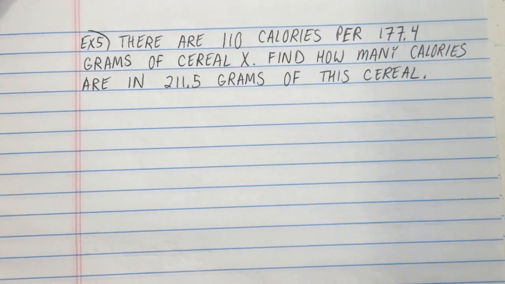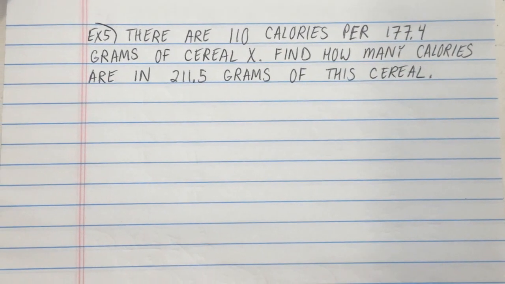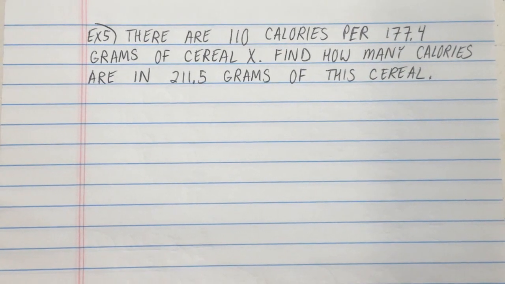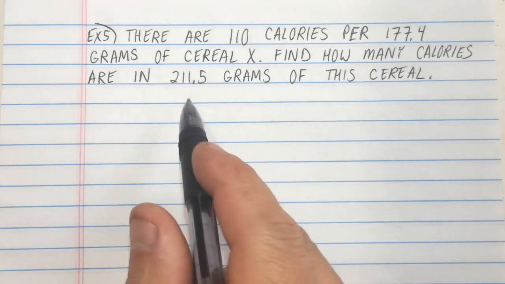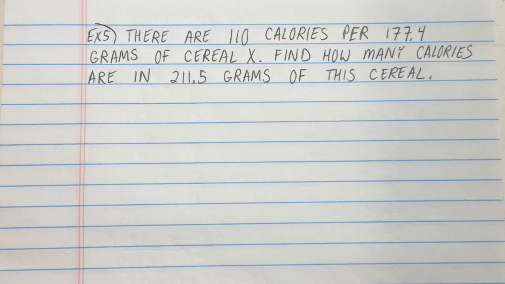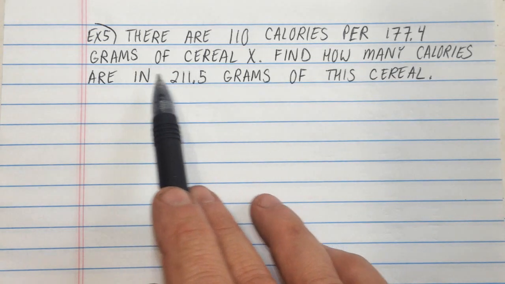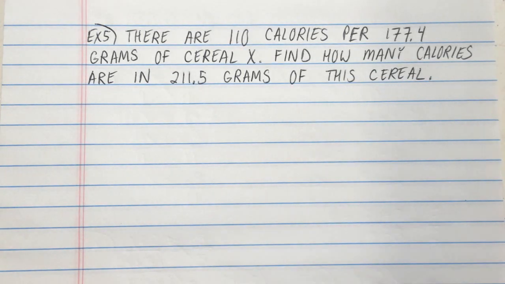Alright, so example 5 is our first word problem. The one thing about this section and this homework assignment and even the test, this is really the only type of word problem they give you. It's dealing with this cereal X, and they're telling you there's 110 calories per 177.4 grams of cereal X. Find how many calories are in 215 grams of this cereal.